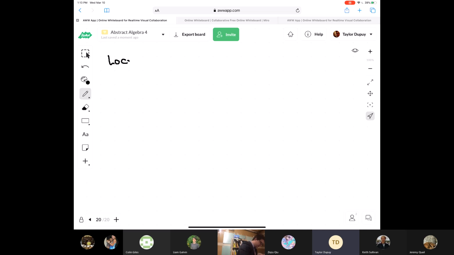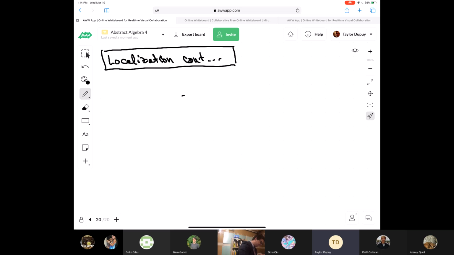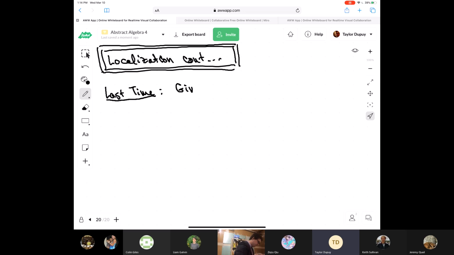Okay, so let's do localization, more of this. So continued. Let me just recall what we did last time. So we defined, given S a subset of R, which is multiplicatively closed.